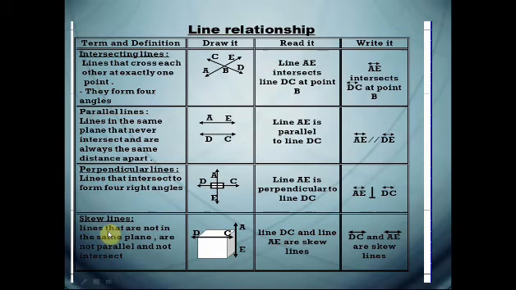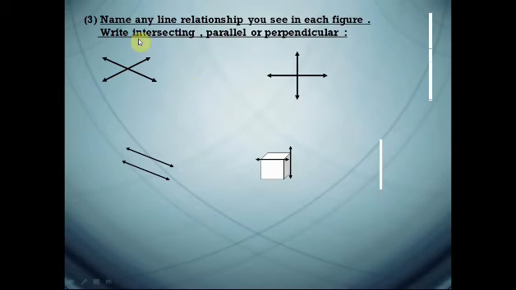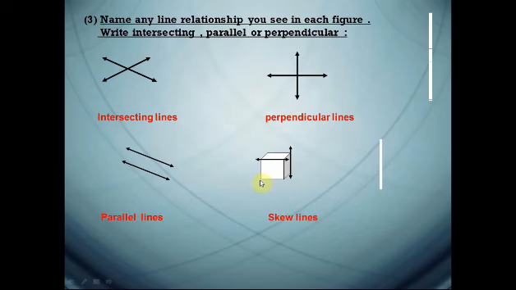Skew lines. They are 2 lines not in the same plane, and they are not parallel and do not intersect. Name any relationship you see in each figure and write intersecting, parallel, or perpendicular. The first represents intersecting lines, the second perpendicular lines, the third parallel lines, and the fourth skew lines.